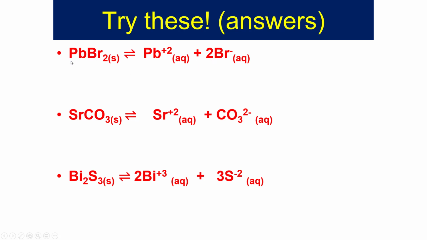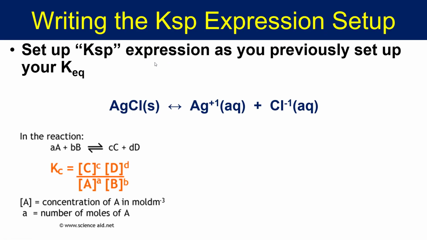So when lead bromide dissociates, there are twice the number of bromide ions as we have lead ions, and that's going to be important for the math later on. What we also need to be able to do now is take that dissociation equation we wrote and write the equilibrium expression for our salt that's dissolving.